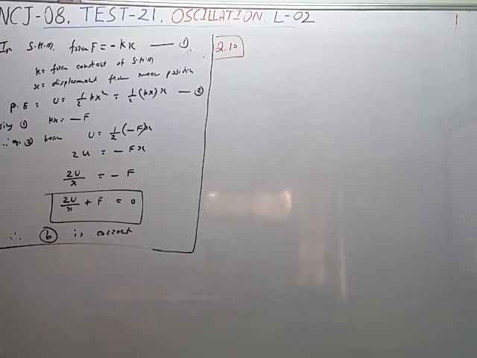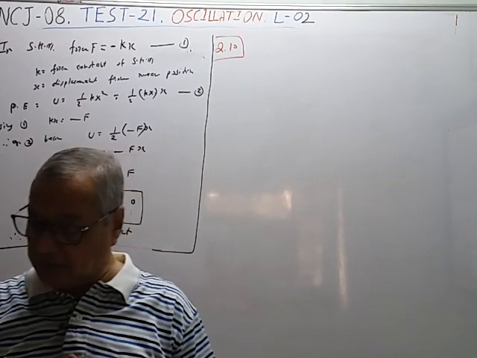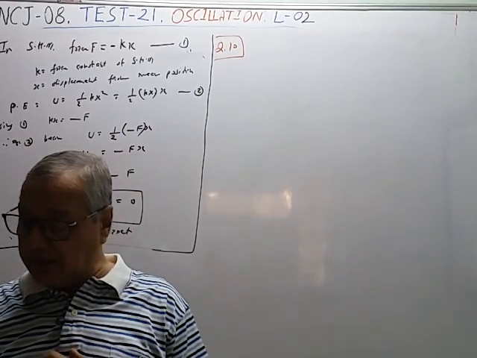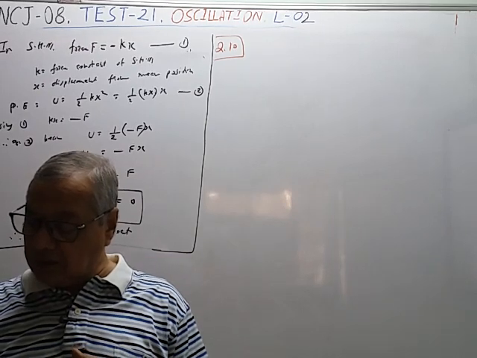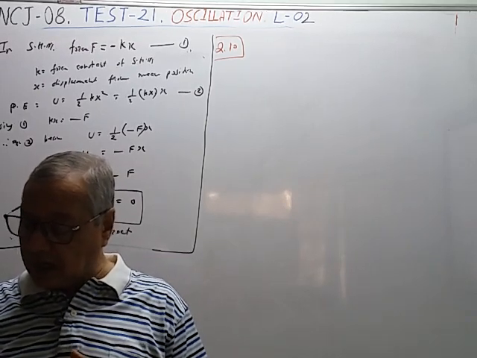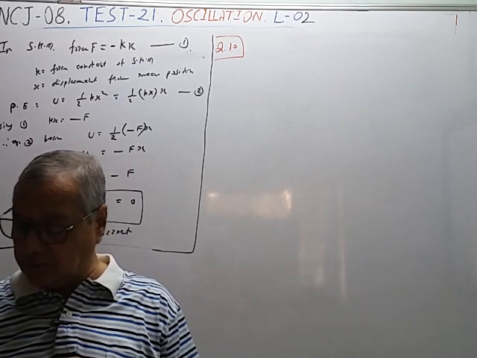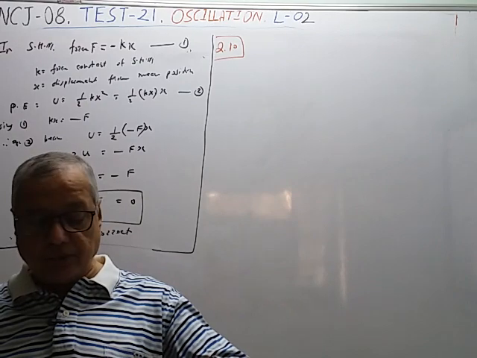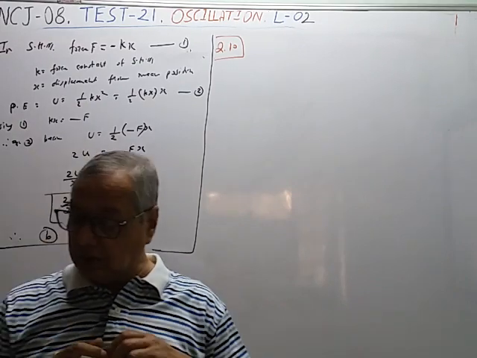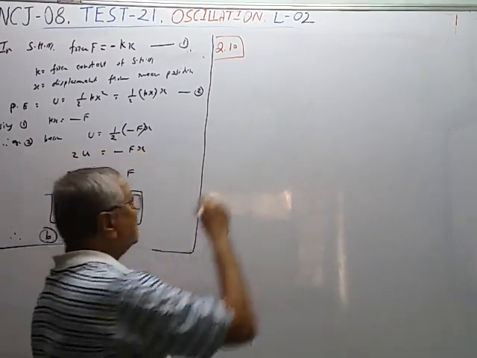Next, question number 10. Again, it is related with energy relation. A particle of amplitude capital A is executing simple harmonic motion. When the potential energy of the particle is half of its maximum potential energy, then the displacement from its equilibrium position is. So we should know this basic relation.